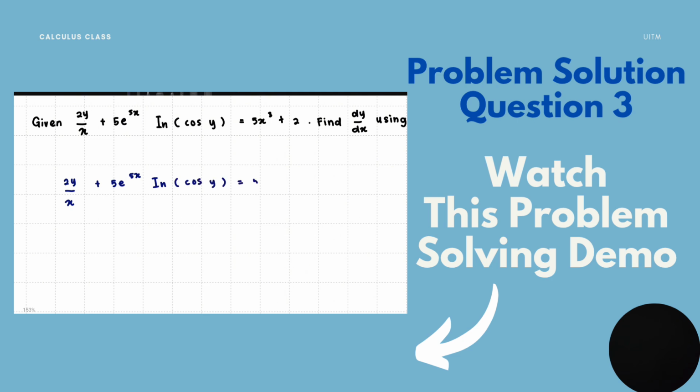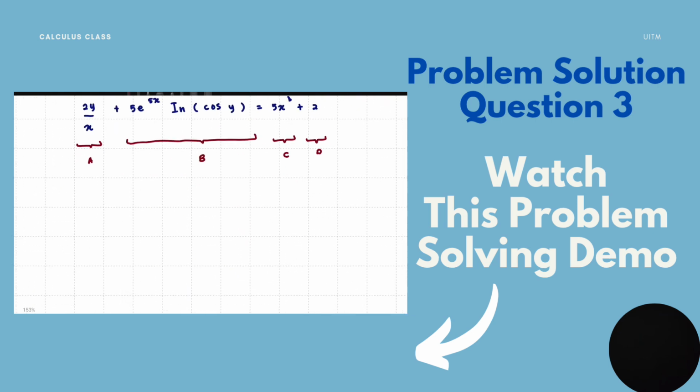Then we make it 4 parts, which are a, b, c, and d. For part a, we have 2y over x. For part b, 5 ln 5x ln cos y. For part c, 5x 3, and part d is 2.